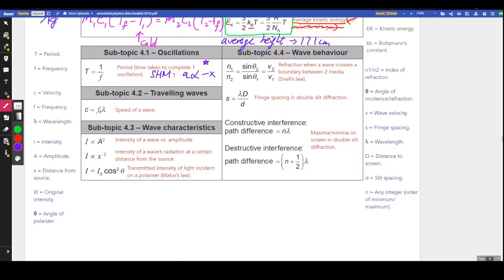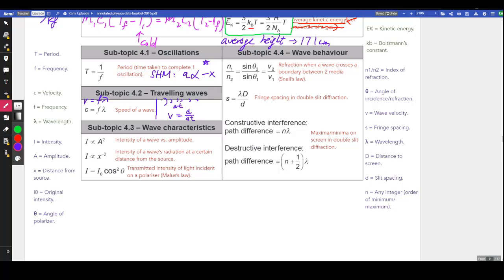For 4.2, it will simply be the wave equation v equals f lambda. I usually write it this way. c here, I guess, is referring to the speed of light, but in fact, you can use it for any sort of velocity, for any waves. Just one thing that you may want to be alert to is that sometimes you don't use this. Sometimes they will say there's a wave traveling for a certain time, and then they want you to find a certain distance. In fact, you may just simply use speed equals distance over time.